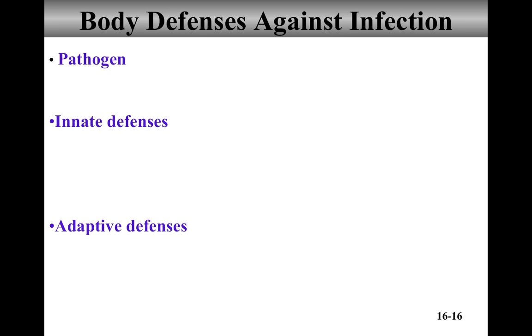Adaptive defenses is where we get our immunity from. And these are specific. They are defenses against a specific pathogen or a specific group of pathogens. Adaptive defenses are carried out by lymphocytes.